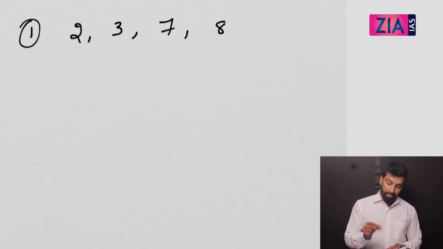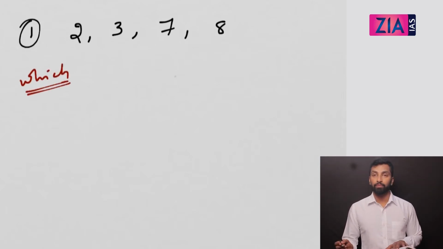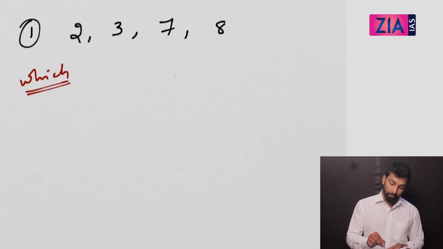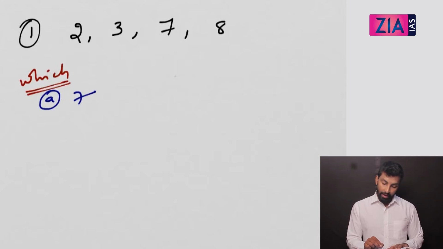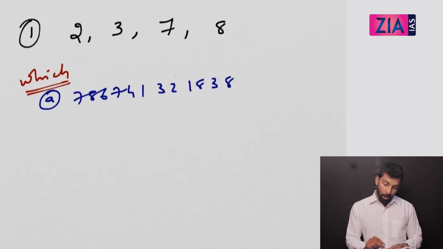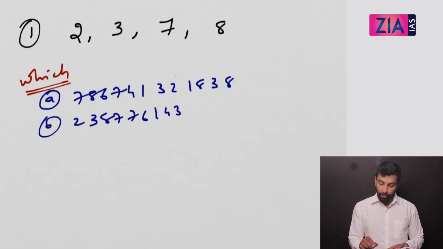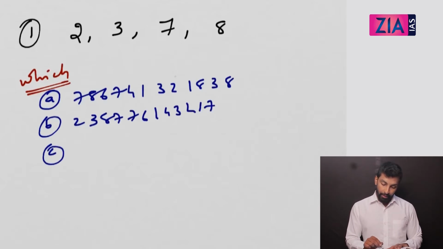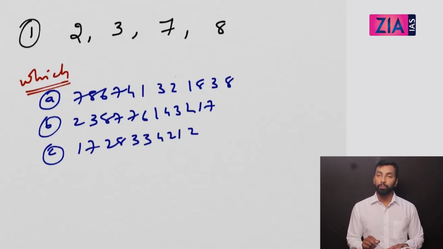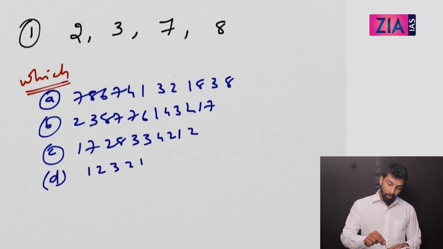Okay, now you get a question like this. Which among the following is a perfect square? Your options: A, 7, 8, 6, 7, 4, 1, 3, 2, 1, 8, 3, 8. Option B, 2, 3, 8, 7, 7, 6, 1, 4, 3, 2, 1, 7. Option C, 1, 7, 2, 8, 3, 3, 4, 2, 0, 1, 2. Option D, 1, 2, 3, 2, 1. Okay, so which among the following is a perfect square?